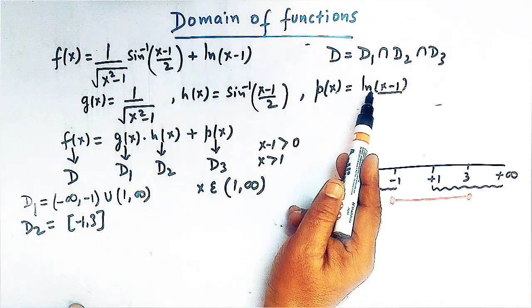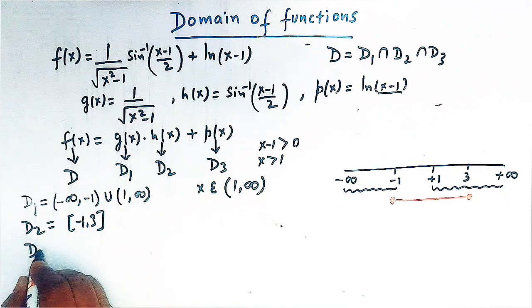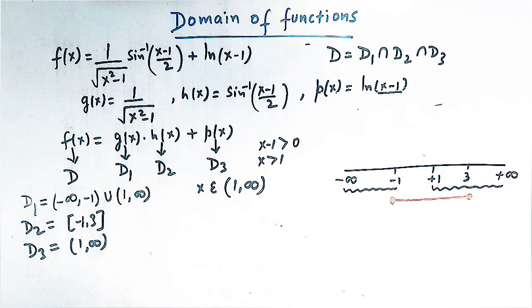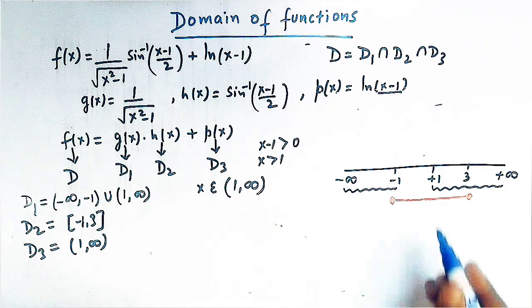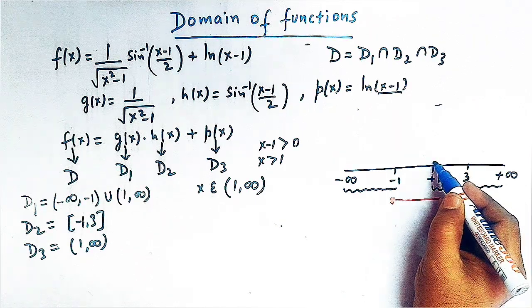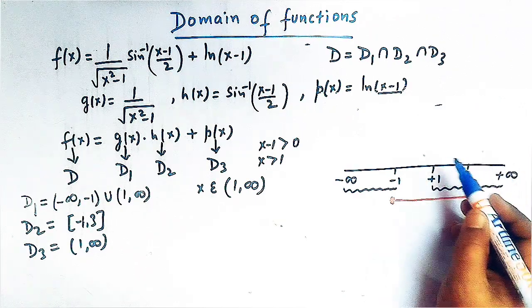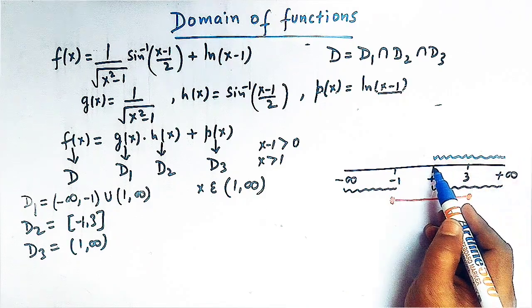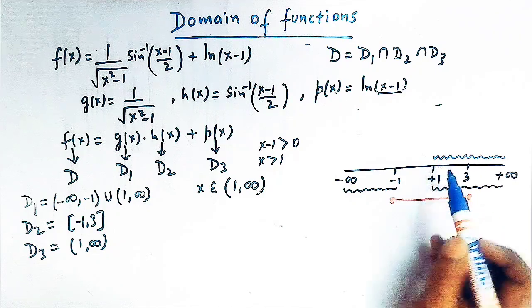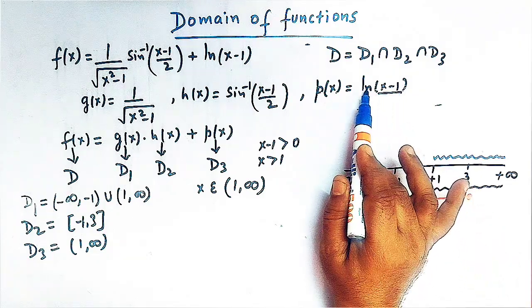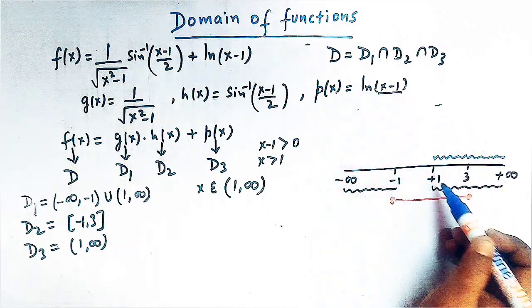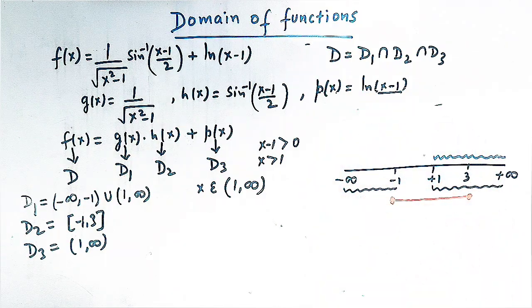So the domain of this function, that is d3, is given by 1 to infinity, and let us represent this interval, 1 to infinity, on the real number line. So here we have 1 and here we have infinity, so we'll go like this, right? And remember here 1 is not included, because if x is equal to 1, then we have 1 minus 1, so natural log of 0, right? So we'll discard x is equal to plus 1.